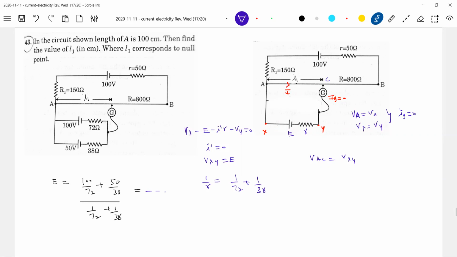Vac equals Vxy. So what is Vac? I into resistance, like I into lambda L1, is equal to Vxy, which should be equal to E. What is I total? This should be 100 by R1 plus capital R plus small r. Lambda is also defined. Lambda is resistance per unit length, 800 by 100 centimeter.